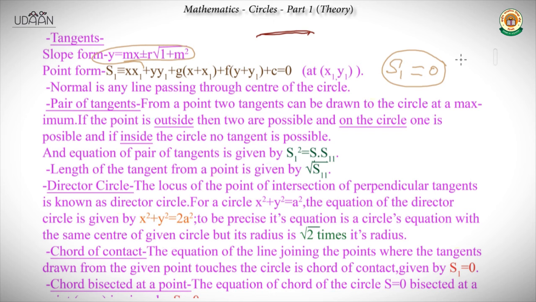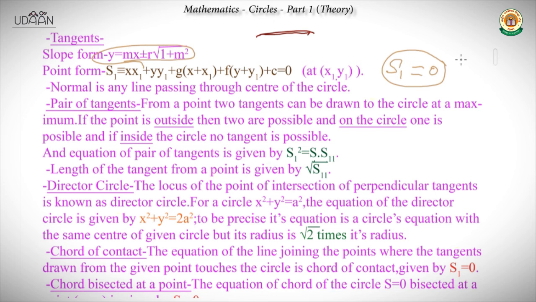So the very important thing is, if it is (x1, y1), infinite secants can be drawn, and for all the tangents drawn at the endpoints of the secants, they intersect on this line. The point is known as the pole and the line is known as the polar.